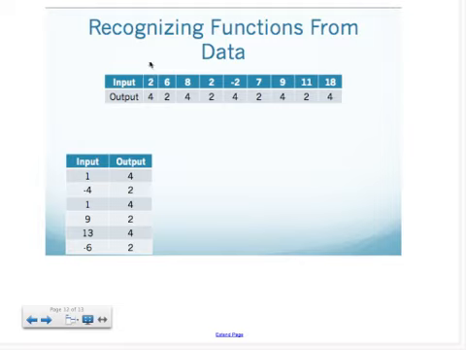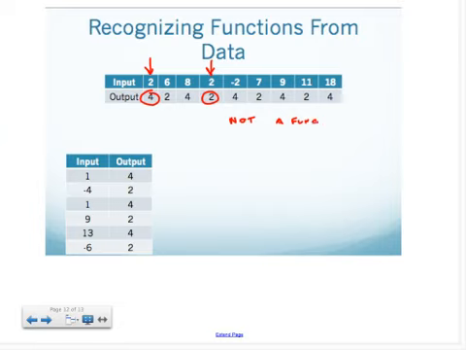So for example, I see that 2 is repeated in this table. It's the only number that's repeated. So if 2 is repeated in the table, then it has to have the same output both times. So here you see 2, 4, and here you see 2, 2. So this one is not a function. This is a relation that's not a function.